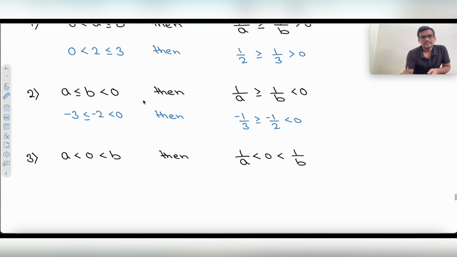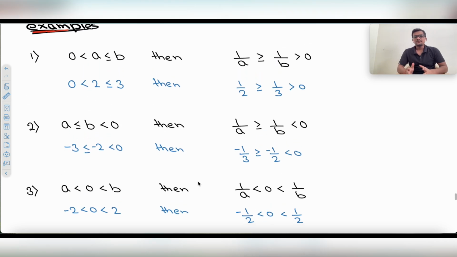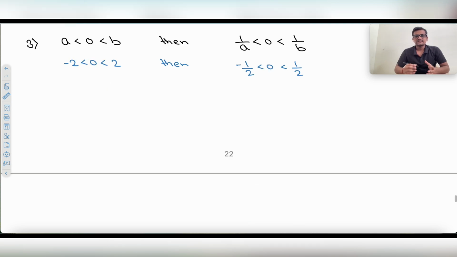Here we have this type of scenario. For example, if I take a particular example, minus 2 is less than 0 and 2 is greater than 0. So clearly minus 1 by 2 is less than 0 and 1 by 2 is greater than 0, right? So this is the scenario of reciprocal. When we do reciprocal in the inequality, these are the cases, and in these cases these are the results, right?